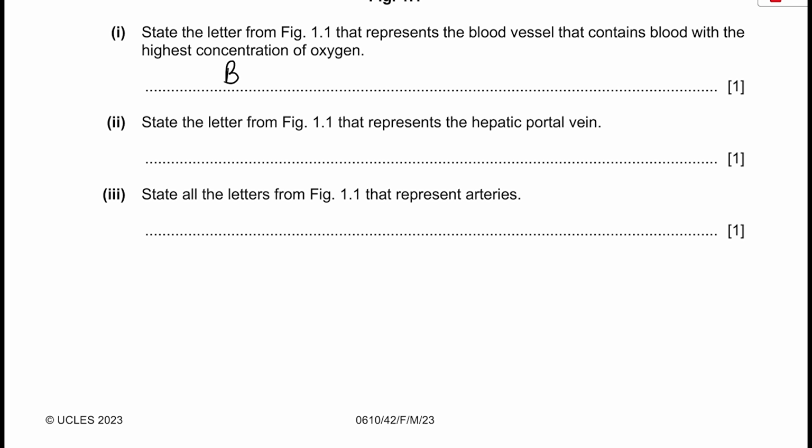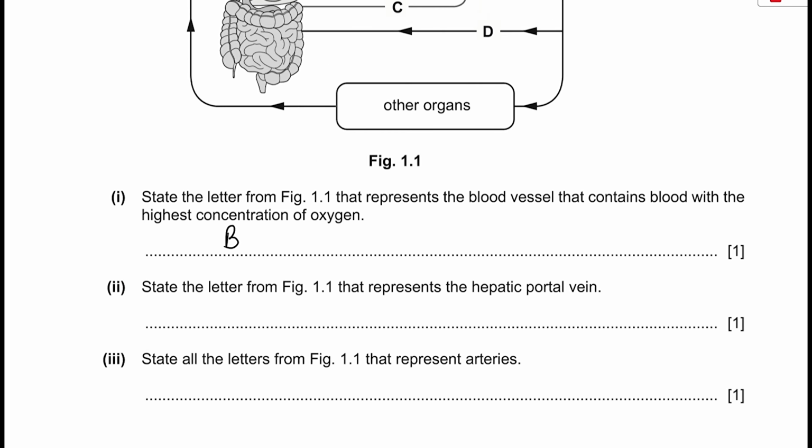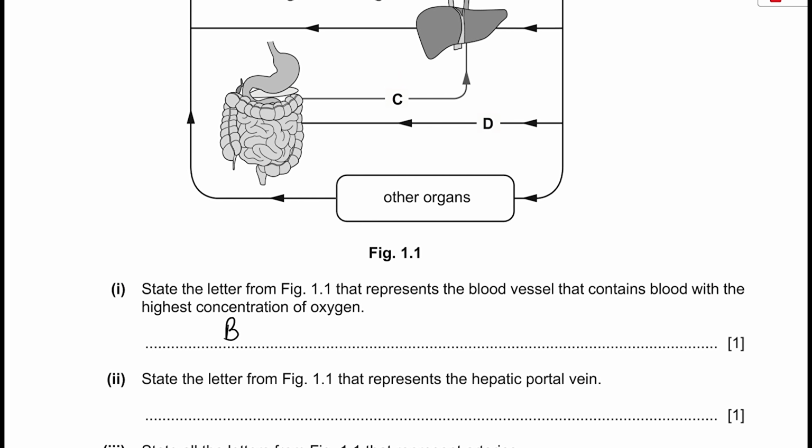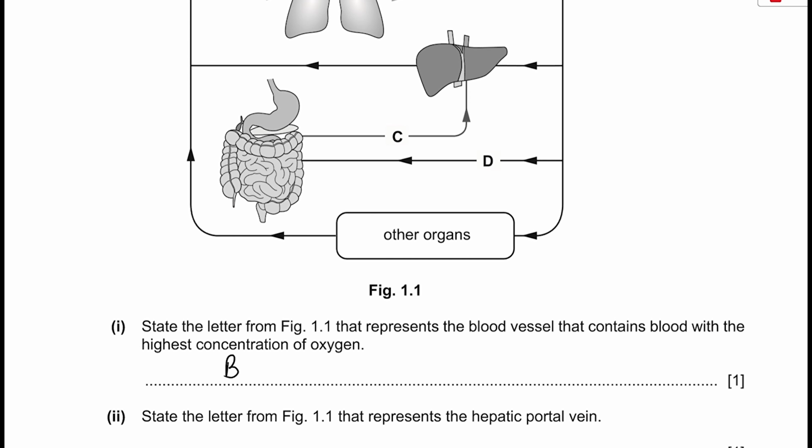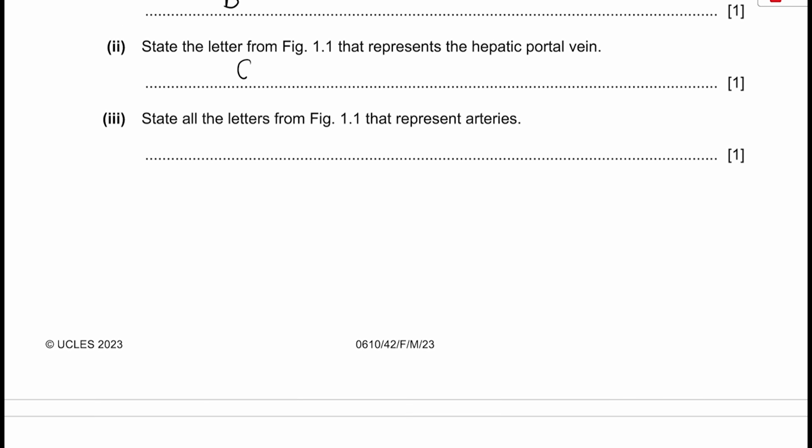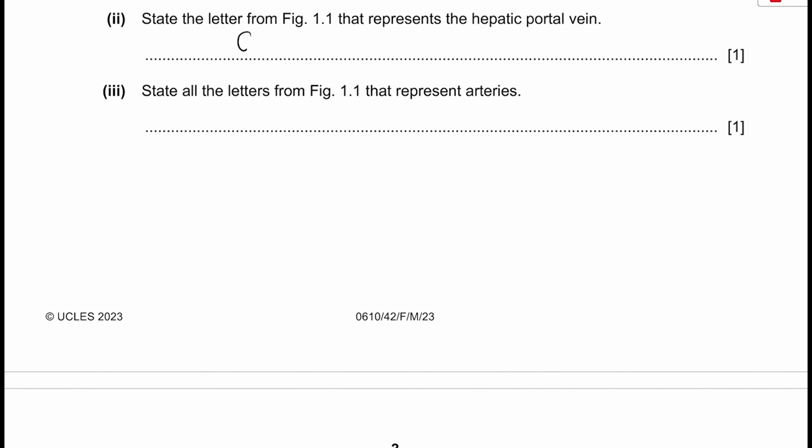We'll label B. And then, state the letter from figure 1.1 that represents the hepatic portal vein. The hepatic portal vein is a vein that connects the intestines to the liver. So when we come back to our diagram, it will be this vessel over here. It carries the substances from the intestines to the liver, and definitely will be represented by vessel C, so label C.